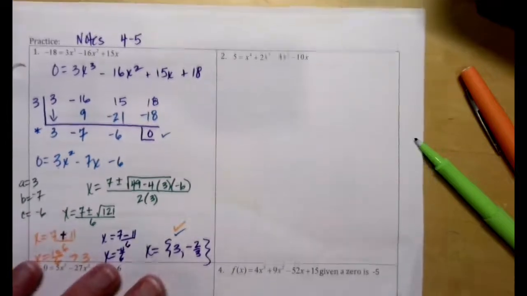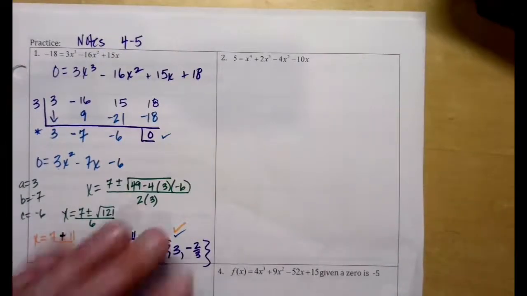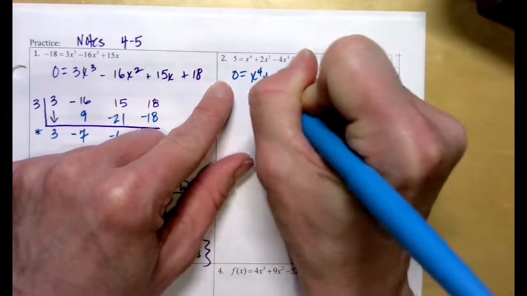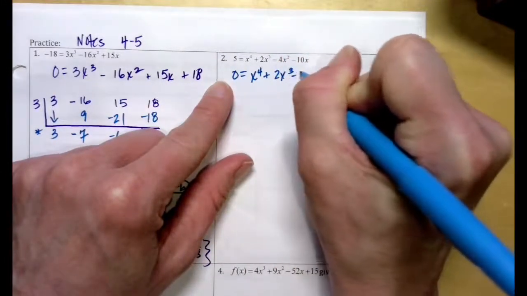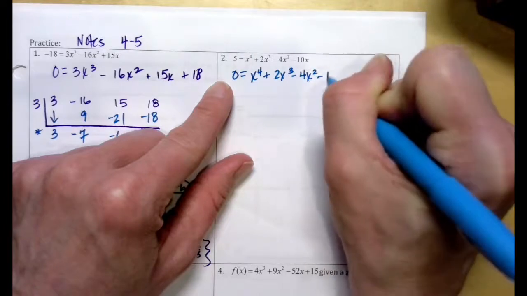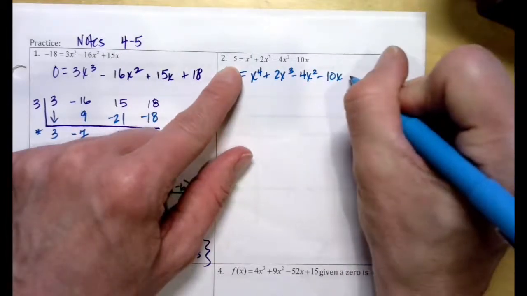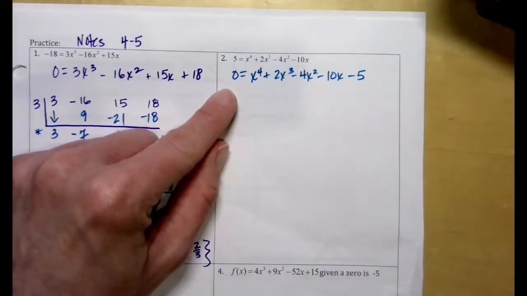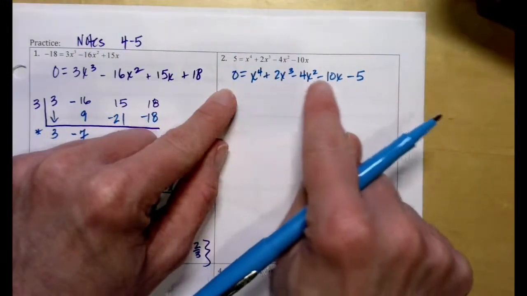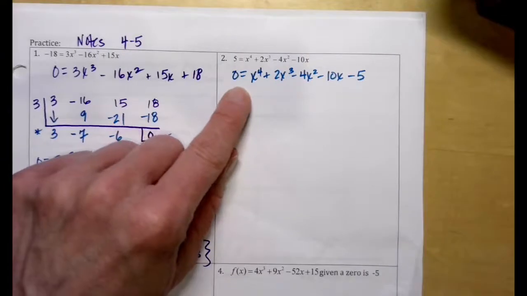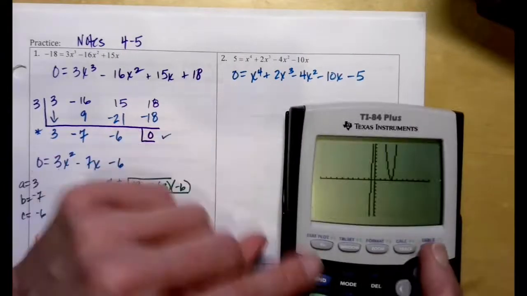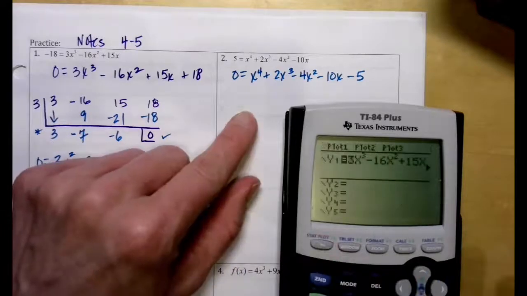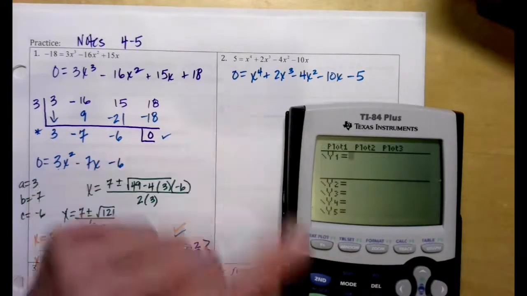All right, let's do number 2. We'll go ahead and set everything equal to 0. X to the 4th plus 2x cubed minus 4x squared minus 10x, and then we have my minus 5. I subtracted 5 from each side of the equation. So that's too many terms to do grouping. I don't see any greatest common factor. So I'll go ahead and enter my equation into my graphing calculator.